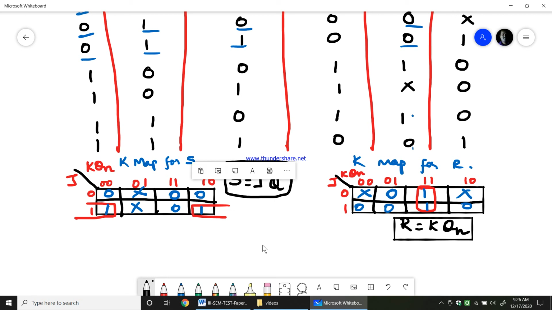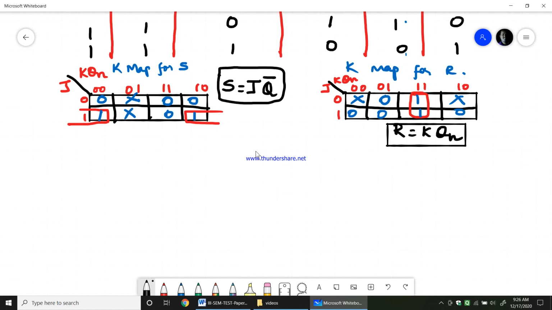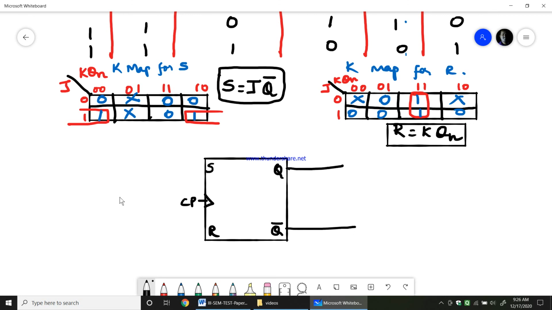Therefore if I write the diagram now, you will have S and R input, Q and Q bar are the output, and this would be the clock pulse. Now this is Q bar. Now what is S? S equals J into Q bar. So I will take J as one input, K as another input. So J into Q bar is S.